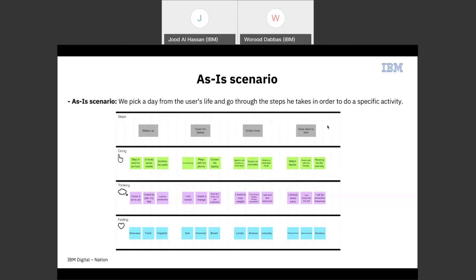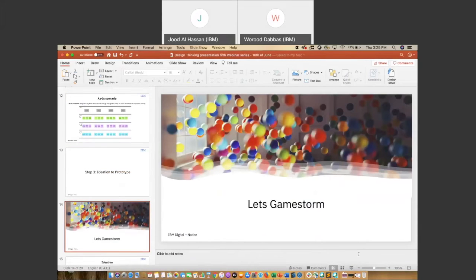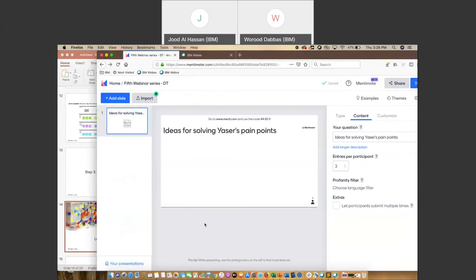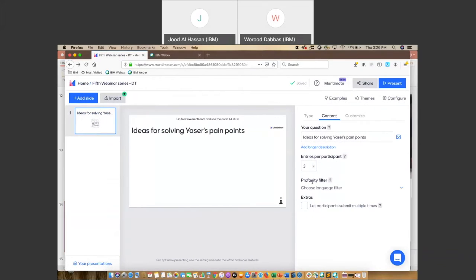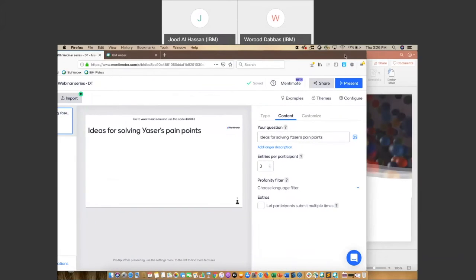I'm just gonna advise you all, one second, let me go to the page for the Gamestorming. Okay, so I'd like you all, please, to write in your browsers www.menti.com and use the code that you can see here. One second. Okay.